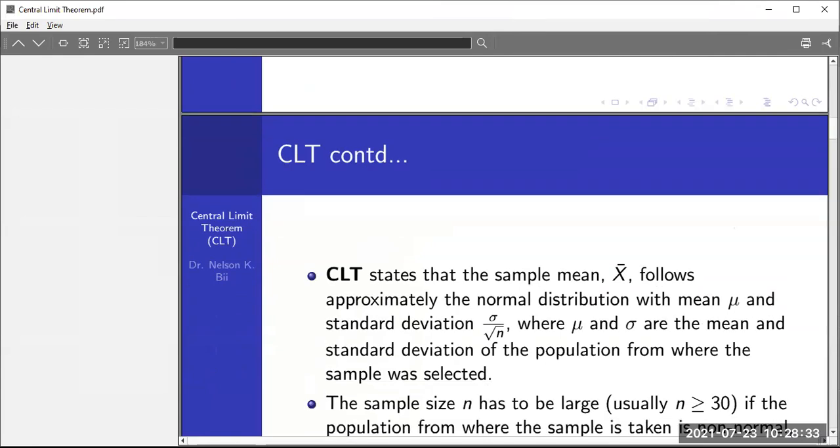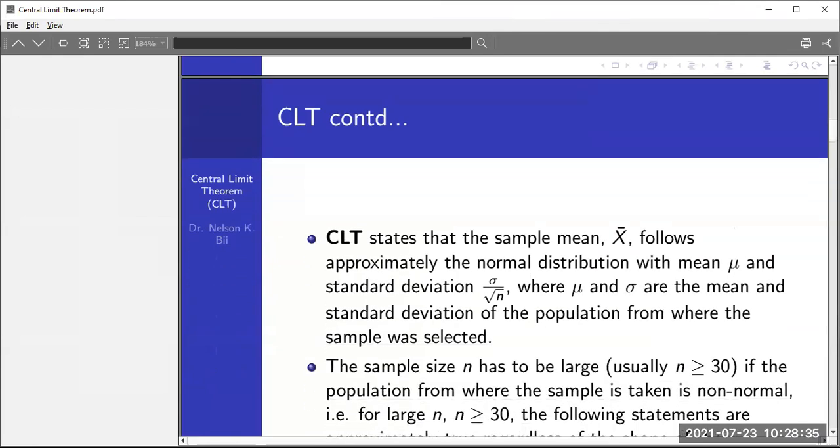So CLT, the central limit theorem, states that the sample mean x bar follows approximately the normal distribution with mean mu and standard deviation given by sigma divided by the square root of n, where mu and sigma are the mean and standard deviation of the population from where the sample was drawn. So it follows approximately the normal distribution.